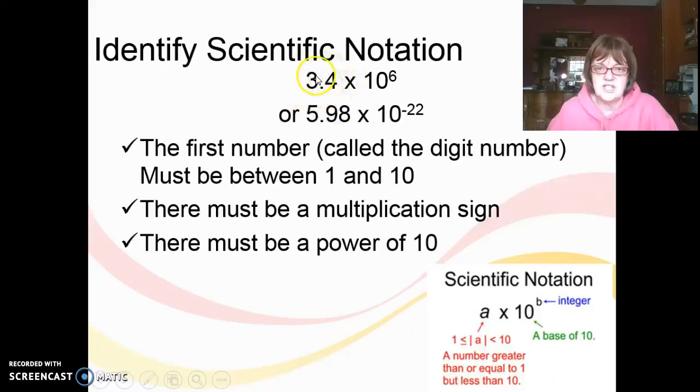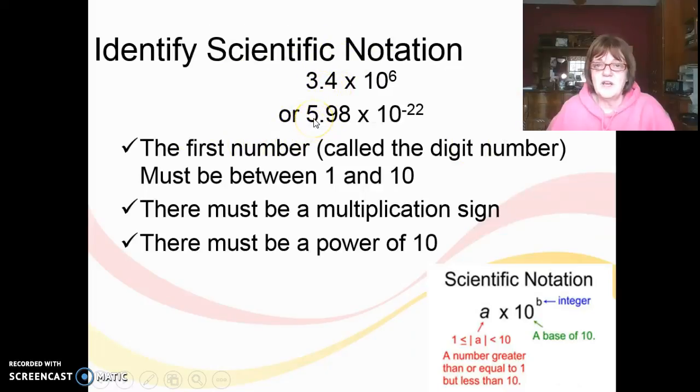In the first digit, I said you have to be at least a 1 but less than a 10. To figure that out, what I want you to think of is: look in front of the decimal point. You should have one digit and one digit only. And that digit cannot be 0. All right? So if you look in front of the decimal point and you see more than one digit, then you know it's not scientific notation. If you look in front of that decimal point and you see a 0, it is not scientific notation. So look at that decimal point and then look in front of it.